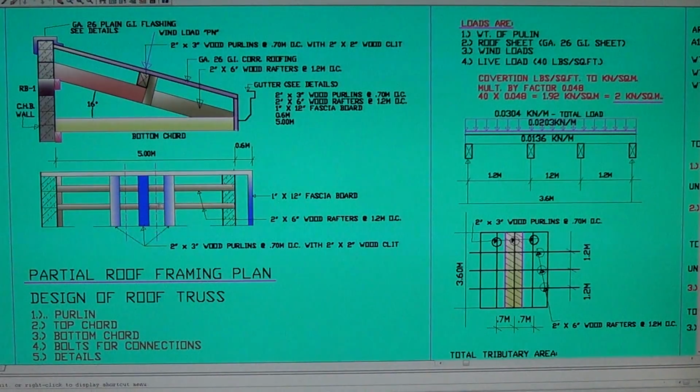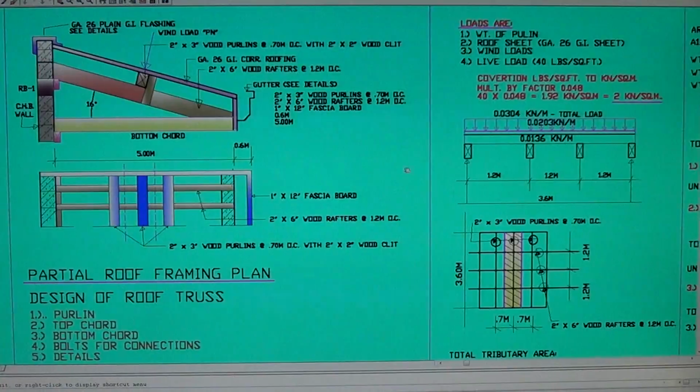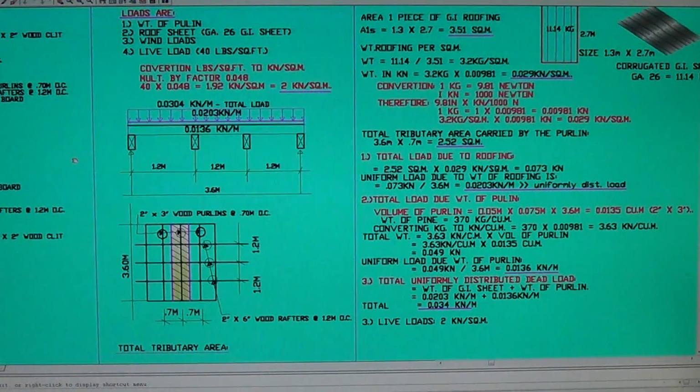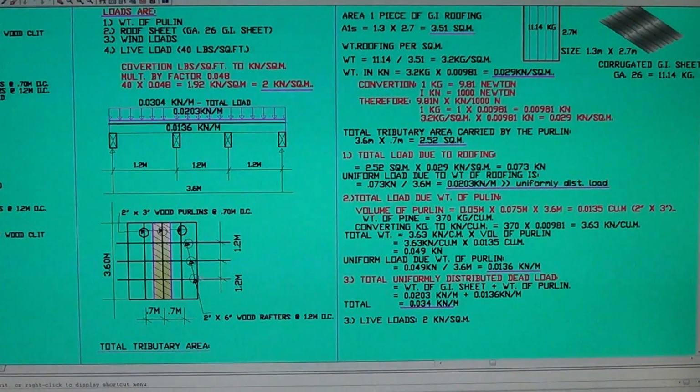Alright, so the tributary area is the distance between this line, occupied by the tributary area, the area that is carried by the purlins. This is half of this distance here and half of that distance here. I illustrated right here. Clear illustration is right here. The tributary area, these are the rafters, and these are the purlins. Here's the tributary area that's gonna be carrying the load applied to the purlin.